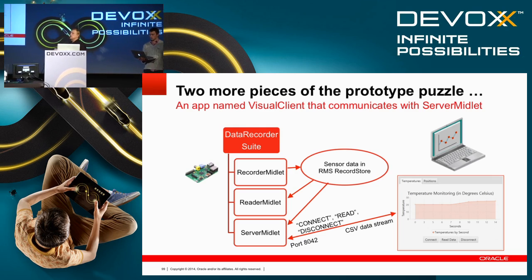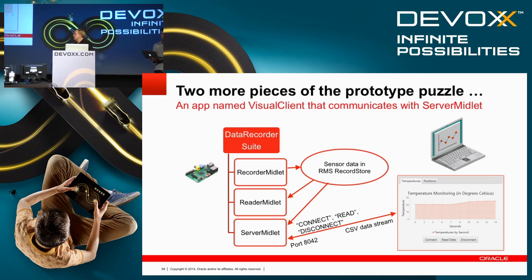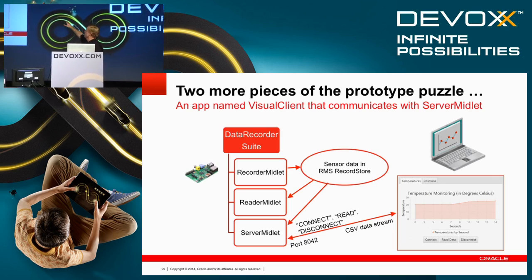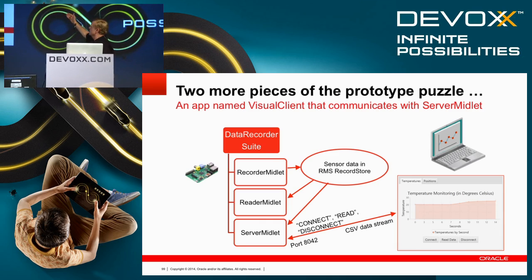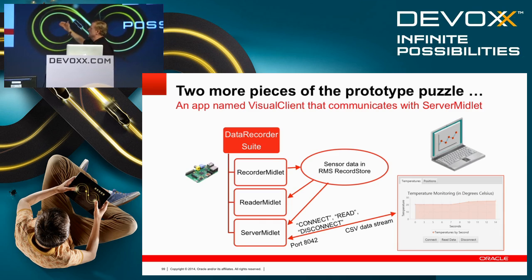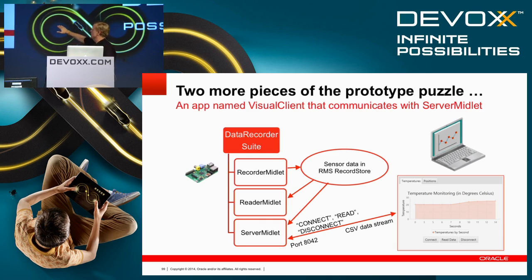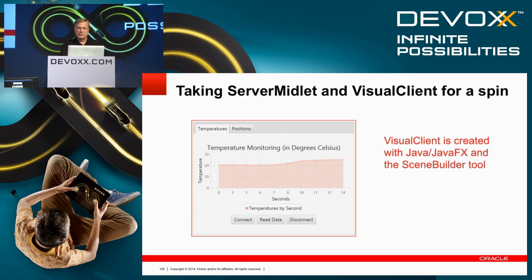We've got the reader, if we wanted to see what data we've received. And then we've got the server, where this JavaFX client can connect to it over a socket and then send it messages and then receive that data stream and then graph it. And so that's what you'll see here.